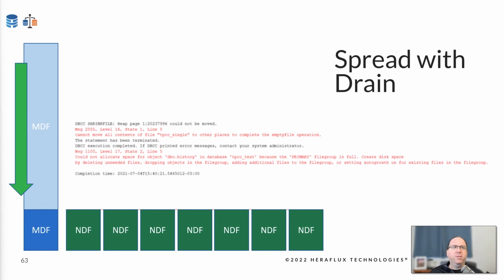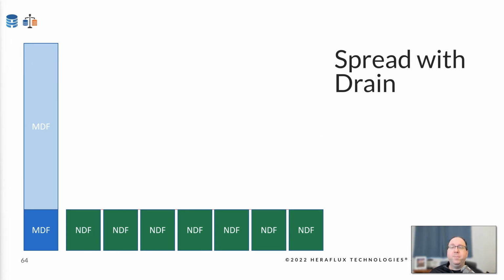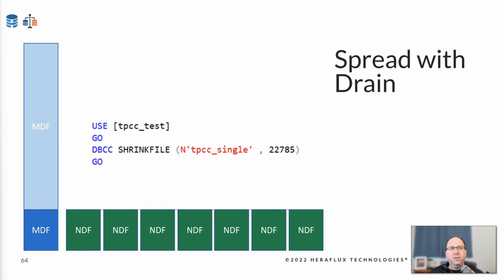Here's that error message you see: Cannot move all contents of the file to other places to complete the emptyfile operation because the file group is full. That's fine. I'm fine with that thing failing like that. Now, when this is done, run the shrink file command to shrink that MDF down to the same size as all the new NDFs.